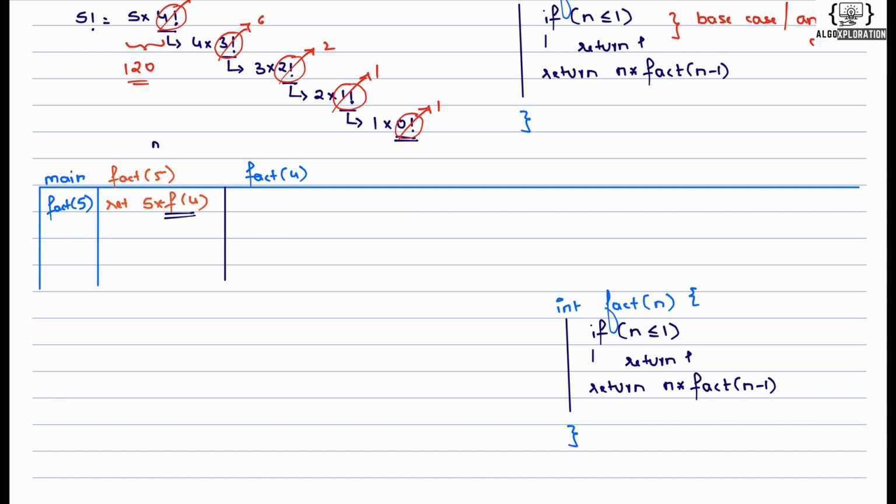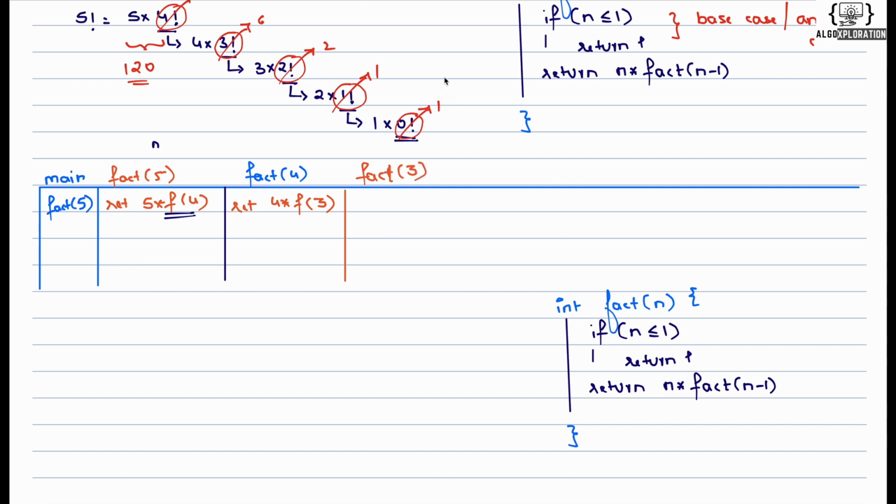Now again we are going to check whether the value of n is 4 now. So we are going to check whether 4 is less than or equal to 1. No, it's not. So again we are going to run this line. So here return 4 into fact of 3. So again there is a function calling, fact of 4, fact of 3. So let's call this fact of 3.